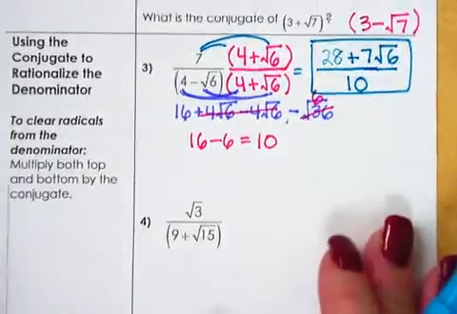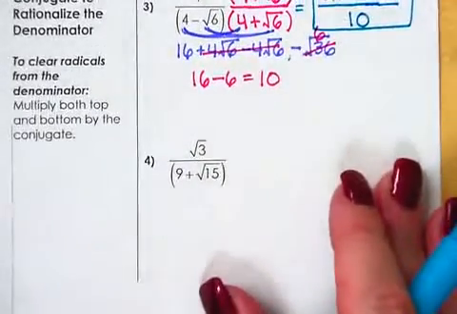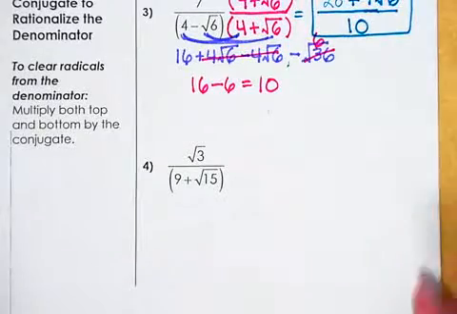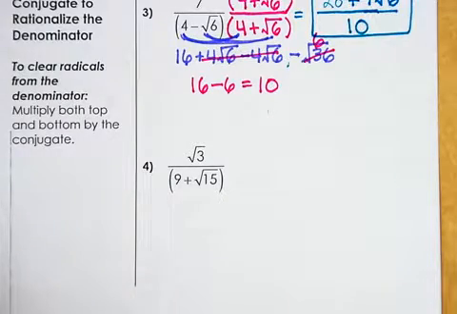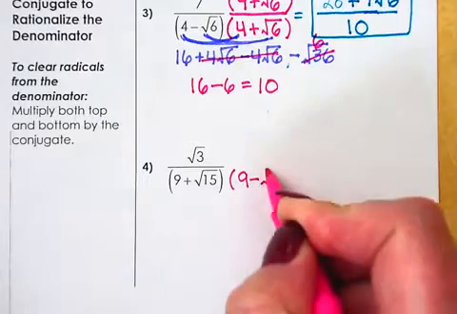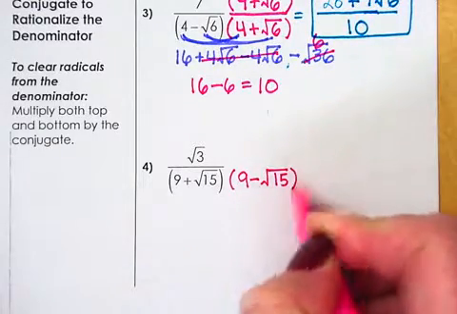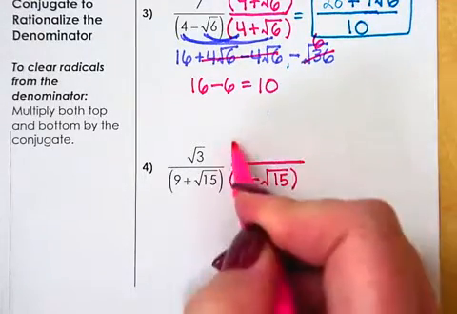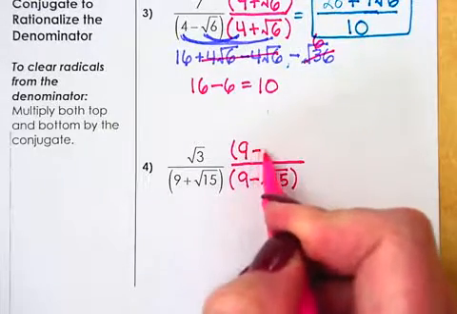Okay, and let's try the last one, number 4. Same thing, we're going to multiply by the conjugate. So the conjugate of 9 plus the square root of 15 is going to be 9 minus the square root of 15. Whatever I do to the bottom, I have to do to the top.